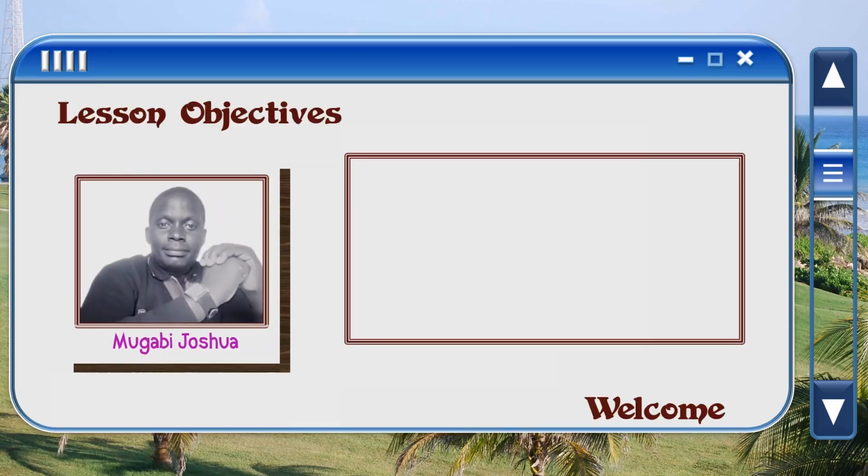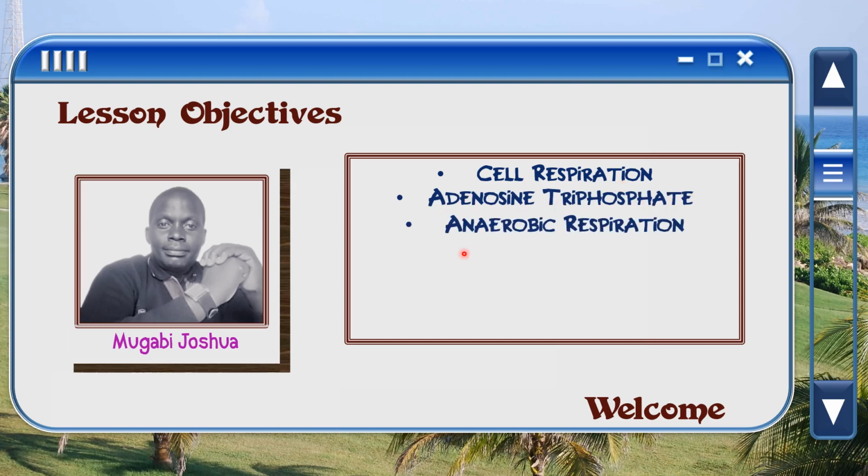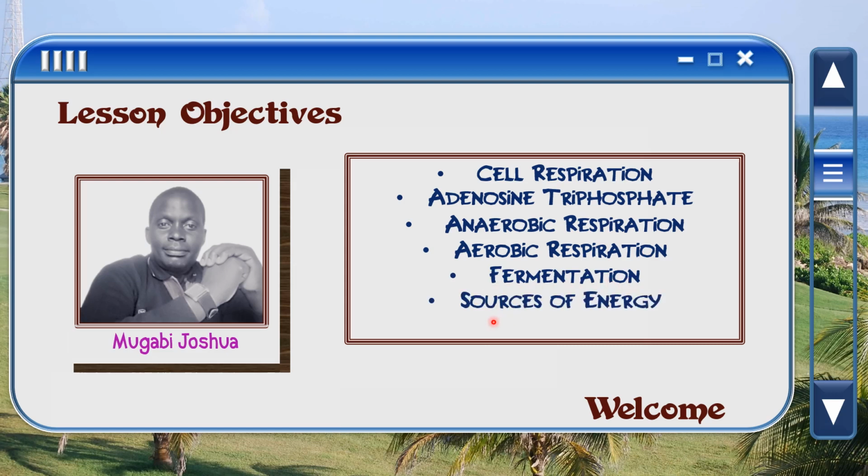Our objectives today: we shall look at cell respiration, adenosine triphosphate, anaerobic respiration, aerobic respiration, fermentation, sources of energy, and lastly, respirometry. You are welcome.